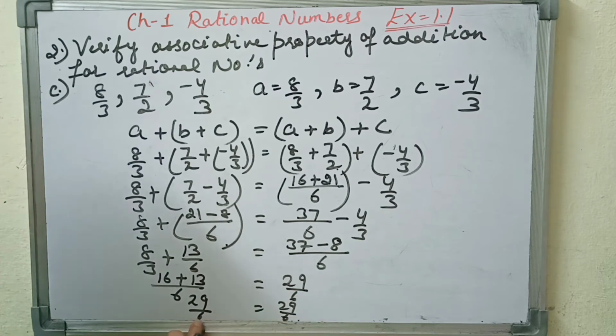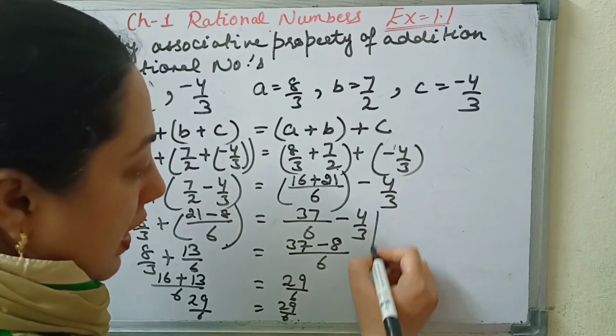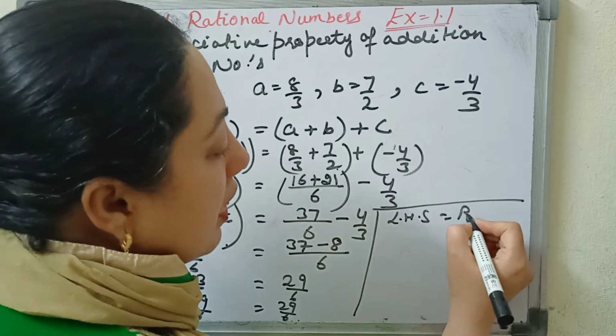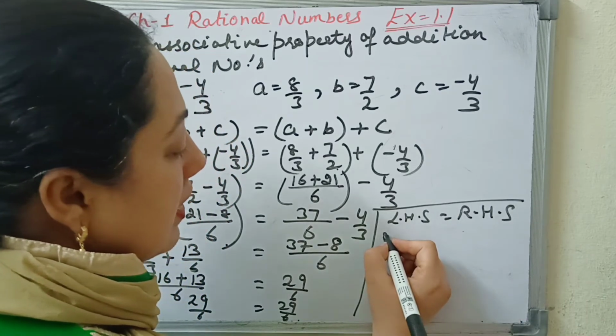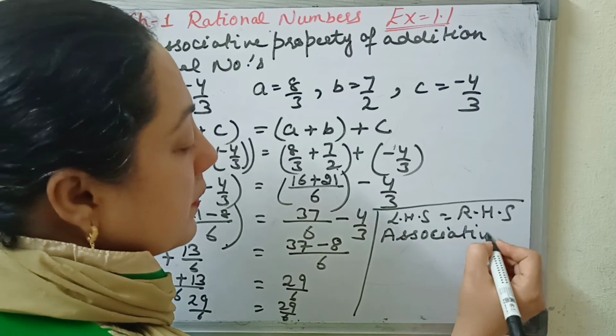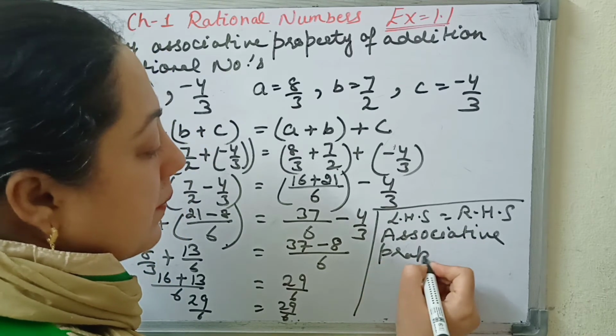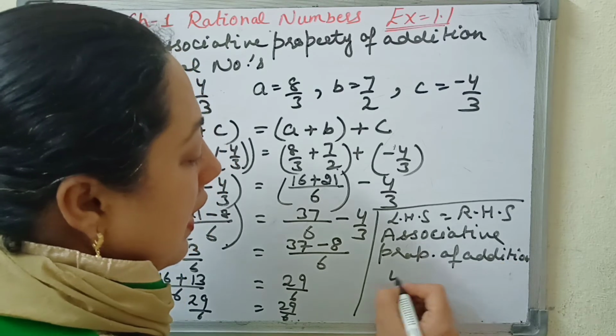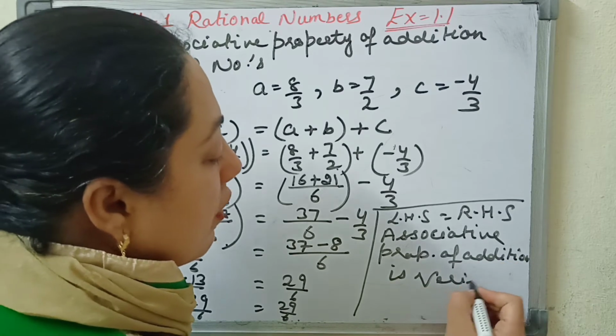Now we see that the left hand side and right hand side are both equal. So, the associative property of addition is verified. We will write here: left hand side equals right hand side. So, the associative property of addition is verified.